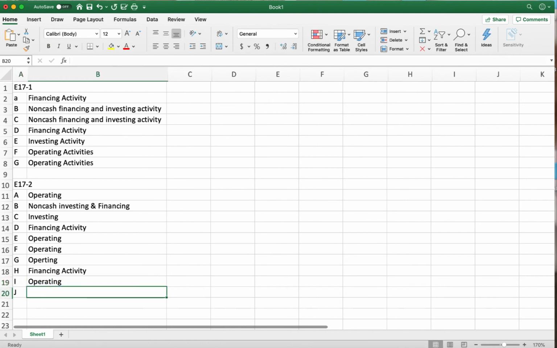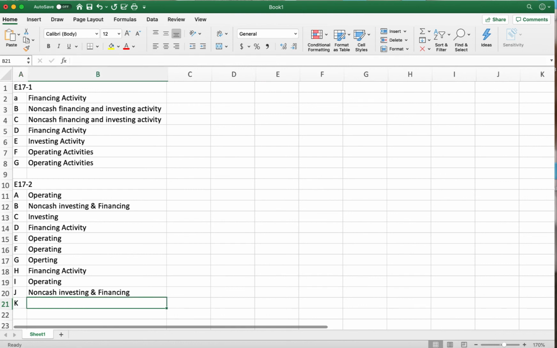Let's look at J. J says issued bonds for land. Was cash impacted? Nope. What two sections are impacted? Well, the investing activities, because land is a long-term asset. We're issuing a bond that's long-term debt, right, which falls under the financing section. So that must be a non-cash investing and financing activity.